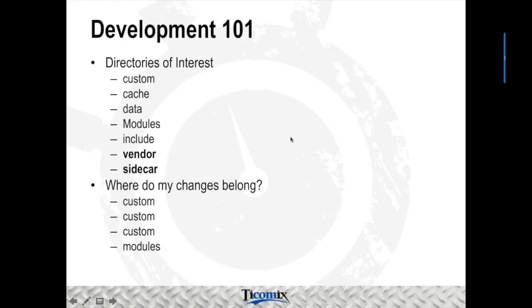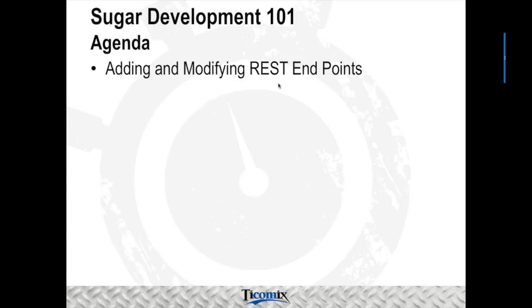So many customizations that you make end up in the custom directory. Please don't make changes to things like data and include. Those are not upgrade safe. You want to make sure all of your customizations end up in the custom directory. You also end up with things like the modules directory. When you build a custom module, Sugar places the custom module code into the modules directory. So that is also a place where you could end up with some custom code. Just don't change any of the out-of-the-box code going forward.